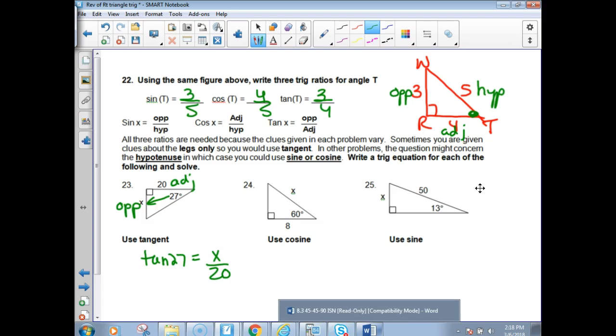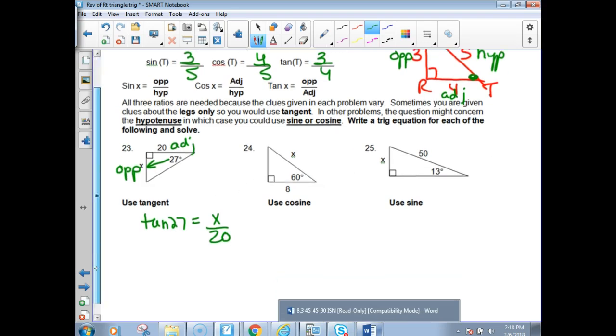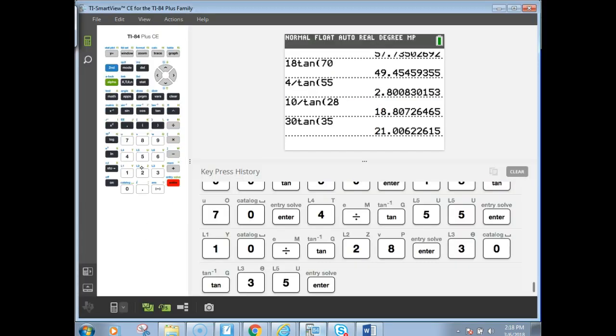It did say to solve it, so of course we're going to do cross products. x is 20 times the tangent of 27. And that calculates to, I forgot, was it 27 degrees? Thanks.